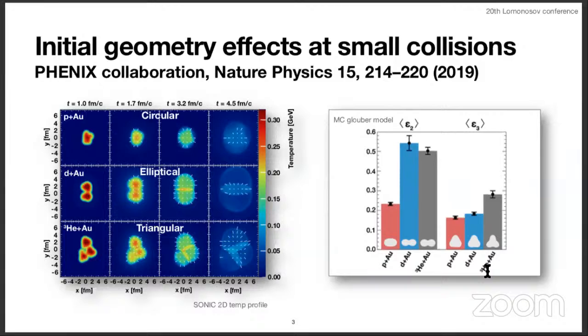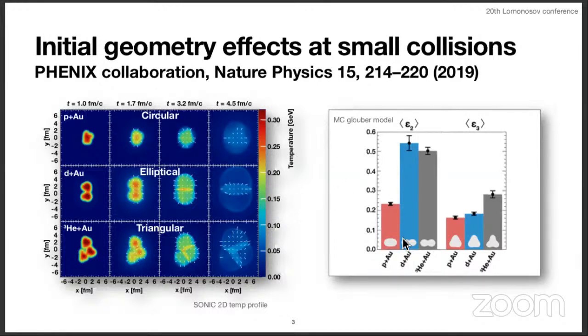The left figure here is the 2D temperature profile calculation from SONIC, and this shows the head-on collisions of the p-gold, d-gold and helium-3 gold collisions. As you can see from the leftmost panels, the temperatures look high enough for generation of the QGP. And from the rightmost panel, the p-gold has a circular dominant flow component, while the d-gold and helium-3 gold have elliptical and triangular components dominant.